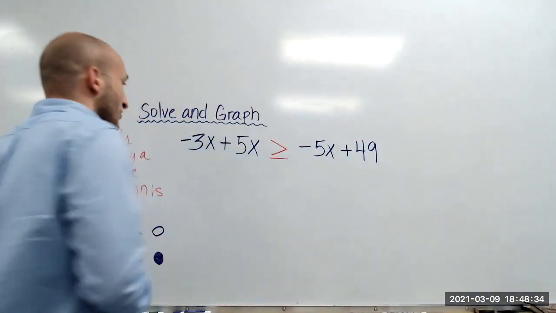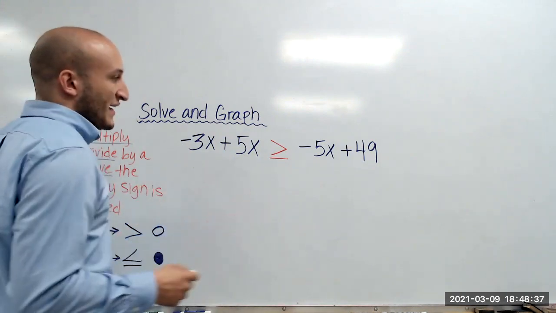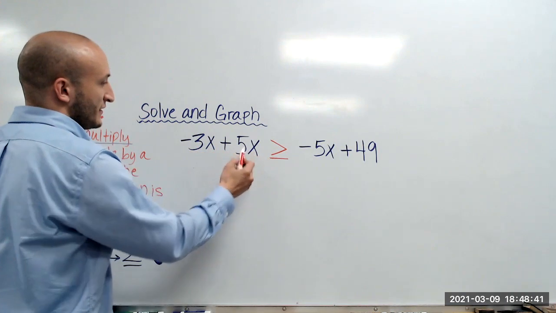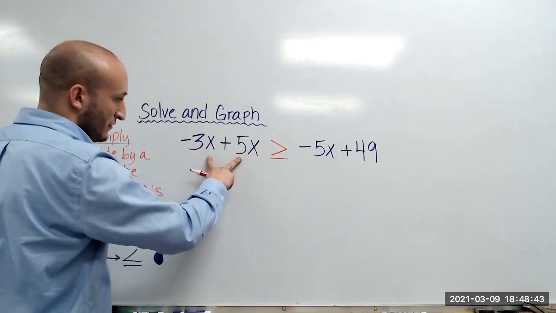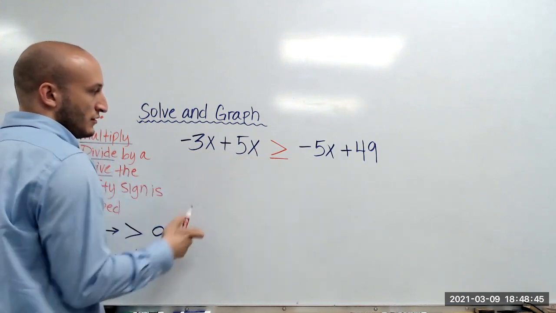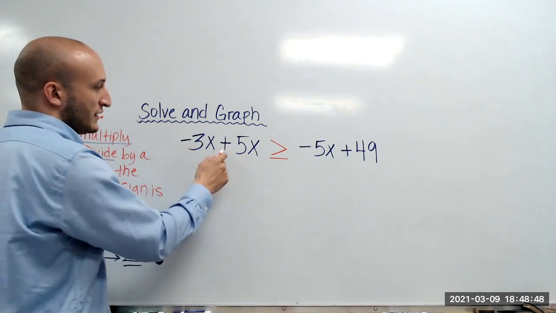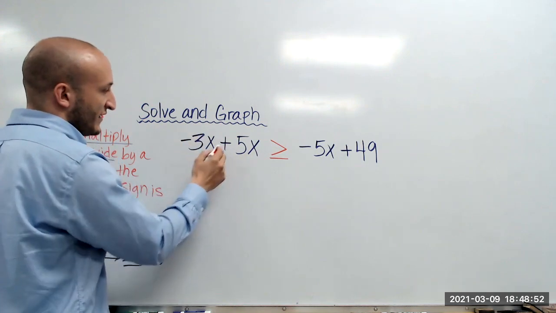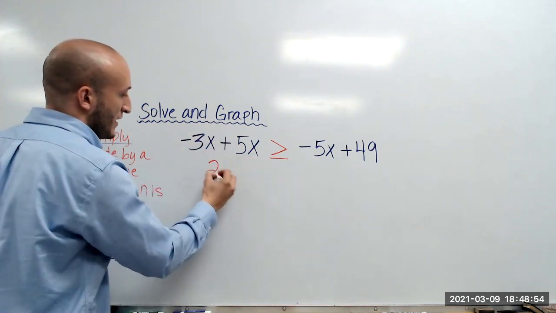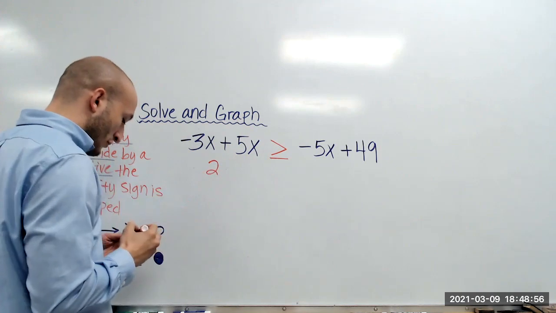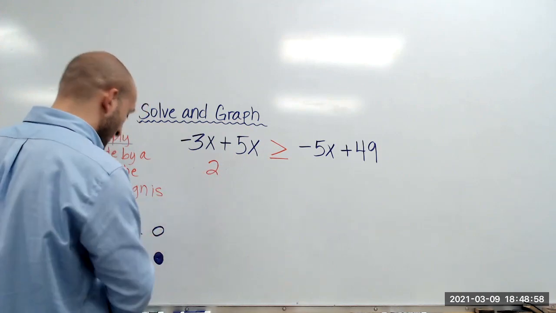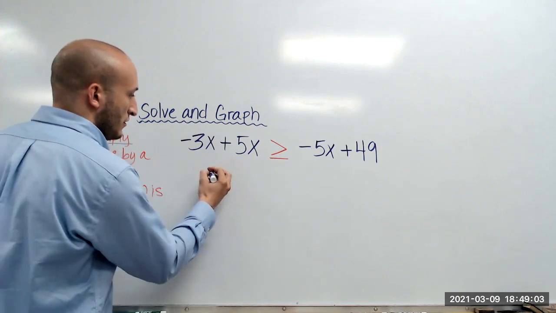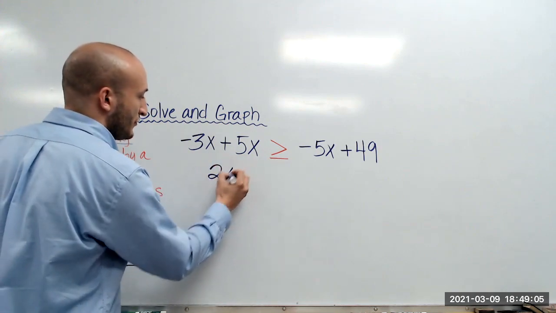So now let's go ahead and solve. Let's combine like terms. Hey, look, this one has an x, this one also has an x, and they're on the same side of the equation, so I can add these two. I have negative 3x plus 5x will be, so if I have a negative 3 and then I add 5 to it, I'll have a positive 2x.